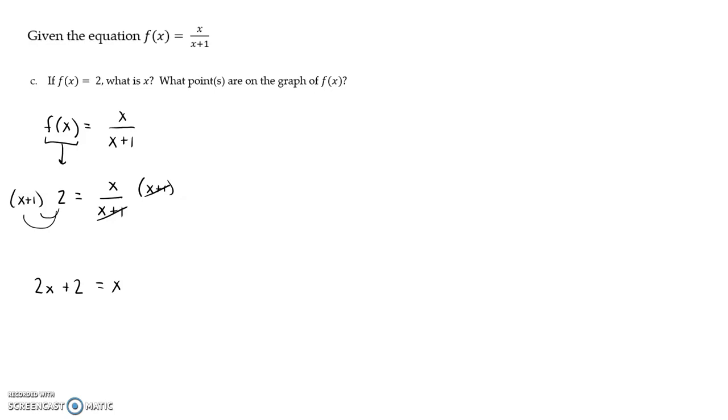We want to solve this for x, so let's subtract the 2x from both sides. x minus 2x is going to give us a negative 1x. And then we can divide both sides here by the negative 1. And we're going to end up with a final answer here of x equals negative 2. So the point on our graph, our x value was negative 2, and the y value that we started with was a positive 2.